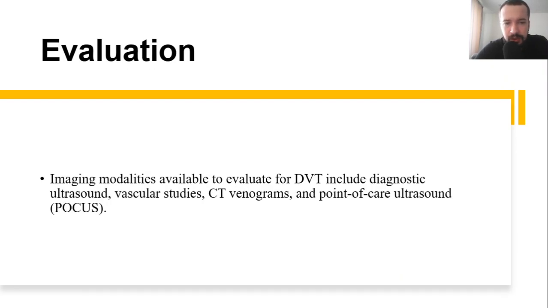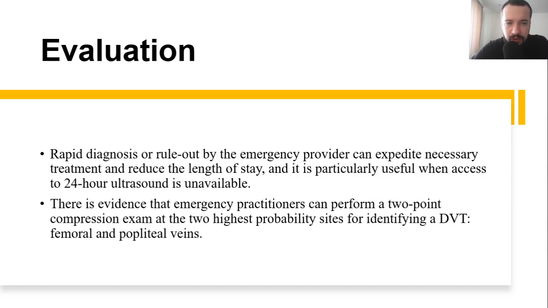Imaging modalities available to evaluate for DVT include diagnostic ultrasound, vascular studies, CT venograms, and point-of-care ultrasound (POCUS). Rapid diagnosis or rule out by the emergency provider can expedite necessary treatment and reduce the length of stay, and it is particularly useful when access to 24 hours ultrasound is unavailable. There is evidence that emergency practitioners can perform a two-point compression exam at the two highest probability sites for identifying a DVT, the femoral and popliteal veins.